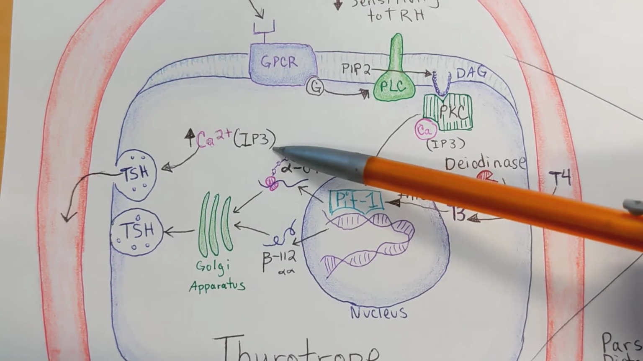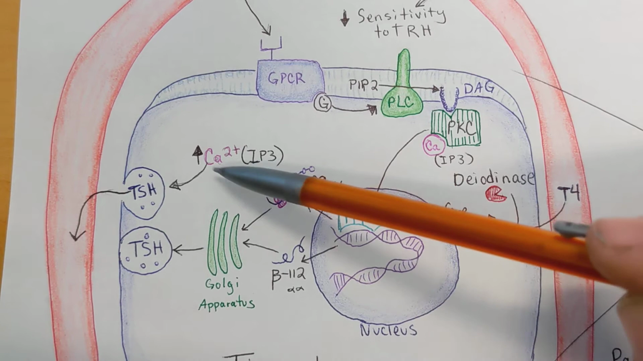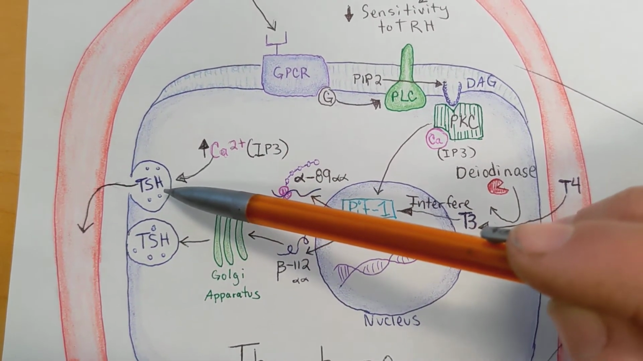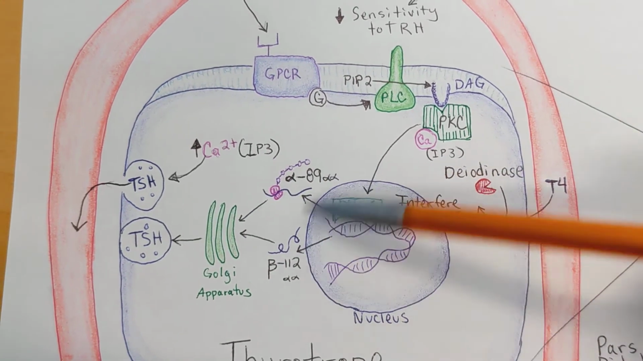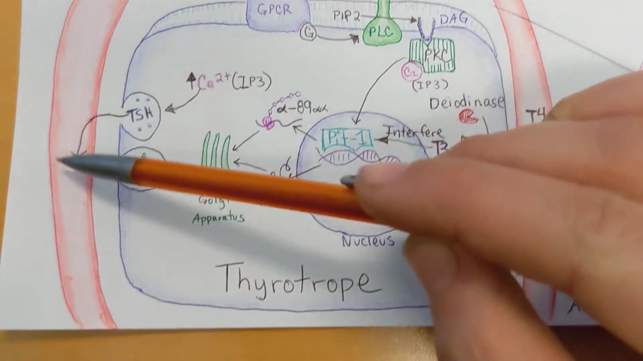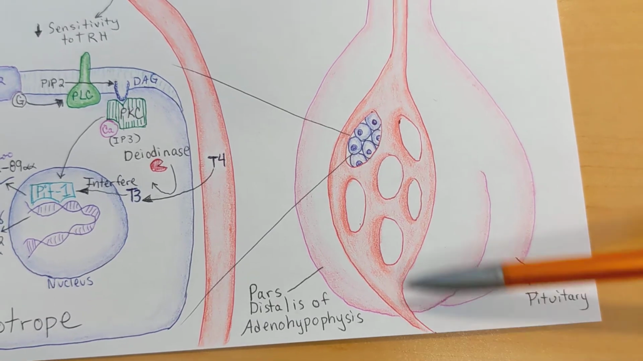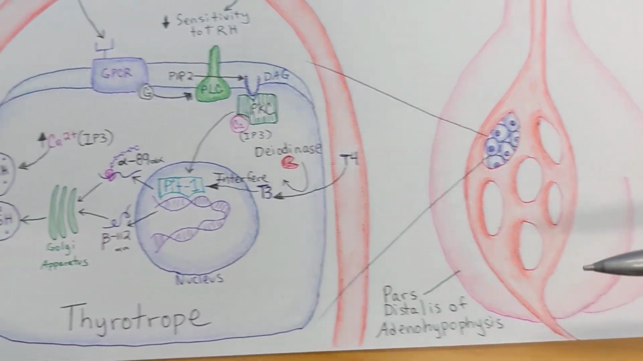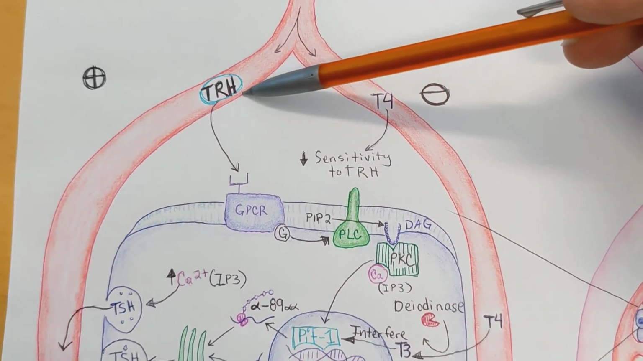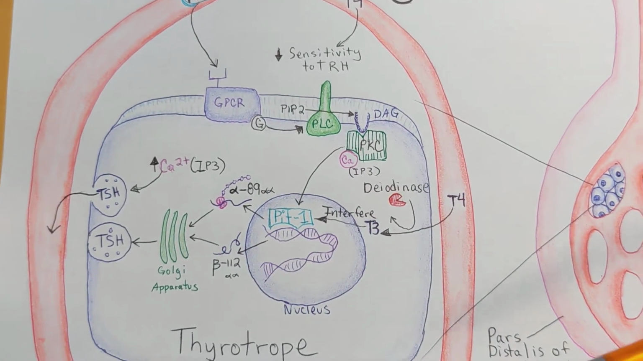Now remember that IP3 increases calcium concentration in the cytoplasm. Here we see that calcium can increase the exocytosis of TSH, thyroid stimulating hormone, which again contains two different subunits. This is a protein hormone that is then released into the blood and ultimately is going to be taken out of the anterior pituitary gland and on towards the thyroid. Now, all of this is stimulatory. Again, TRH from the hypothalamus triggers the release of TSH into the blood in the anterior pituitary gland.